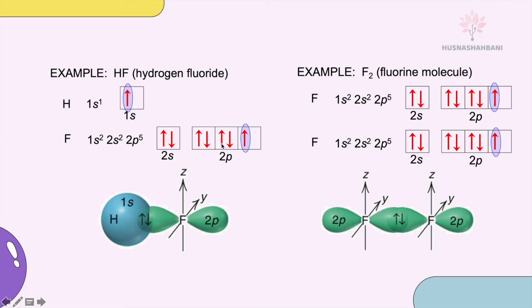So these two unpaired electrons form orbital overlap in the middle to form a covalent bond according to valence bond theory. For F2, one unpaired electron from one fluorine and another unpaired electron from another fluorine. Both electrons will be paired in the covalent bond, and this region is called orbital overlap.